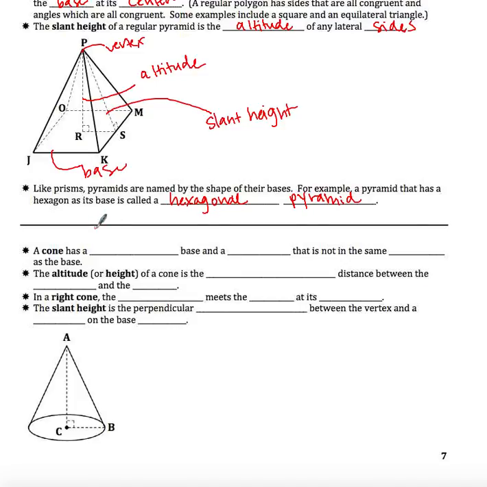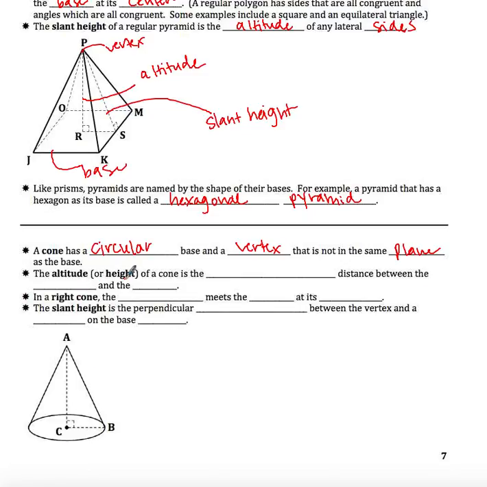Okay, we're also going to talk about cones. So this shape is a cone. So a cone has a circular base, and it has a vertex that is not in the same plane as its base. So what that means is we have a circular base, so a base that is a circle, and we have a vertex that is away from that base.